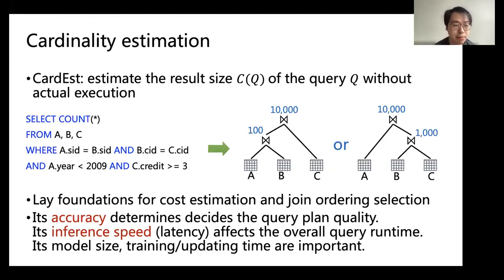So the estimation accuracy of the cardinality estimator directly determines the query plan quality, and the inference speed directly affects the overall query runtime, because a slow cardinality estimator may introduce some large latencies. And its model size, training speed, and updating speed are also very important aspects for system deployments.